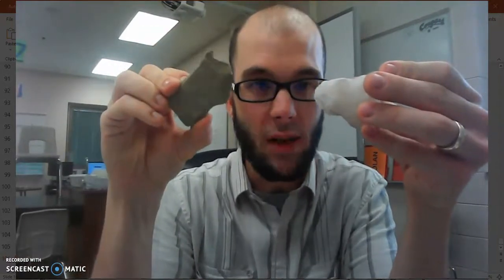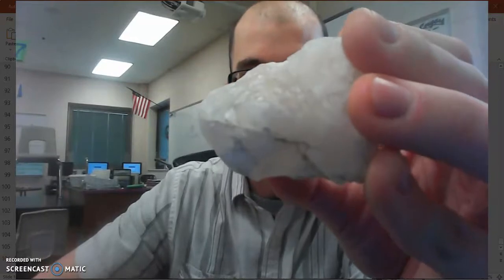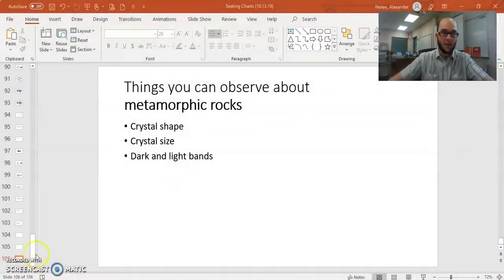Lastly, this is some quartzite. This is if I have sandstone that's been compressed really hard. Notice I don't see or feel any sand in here. It's actually like one big chunk of crystals. And so quartzite is basically sandstone that's been compressed under high heat and pressure, again, to get a metamorphic rock.